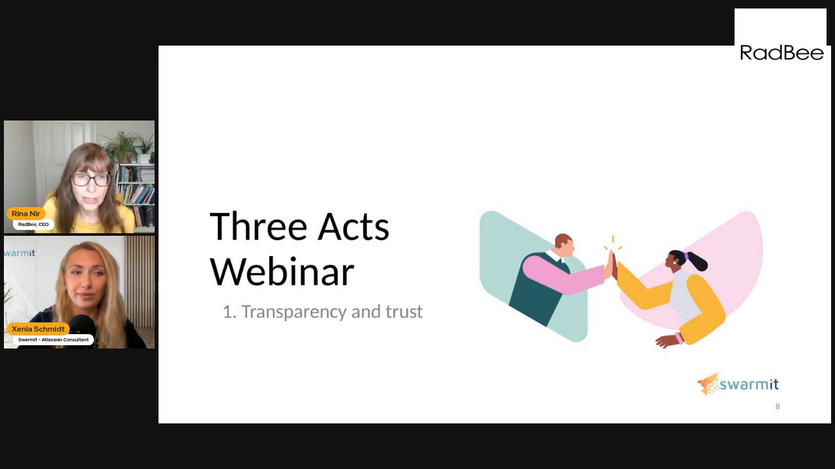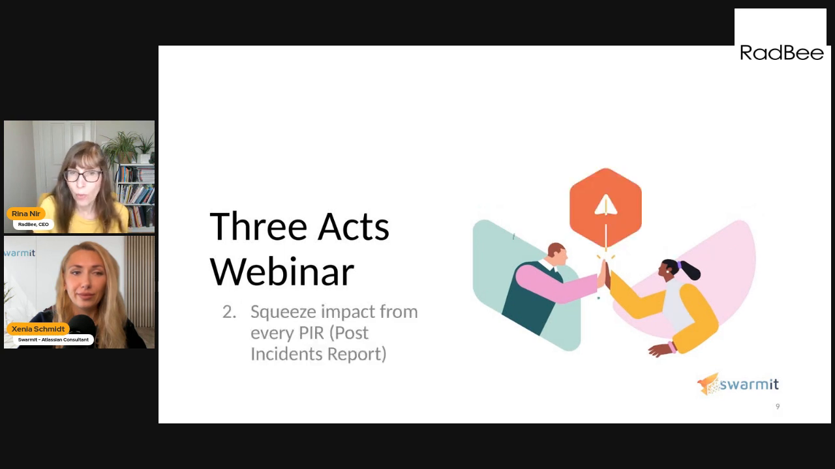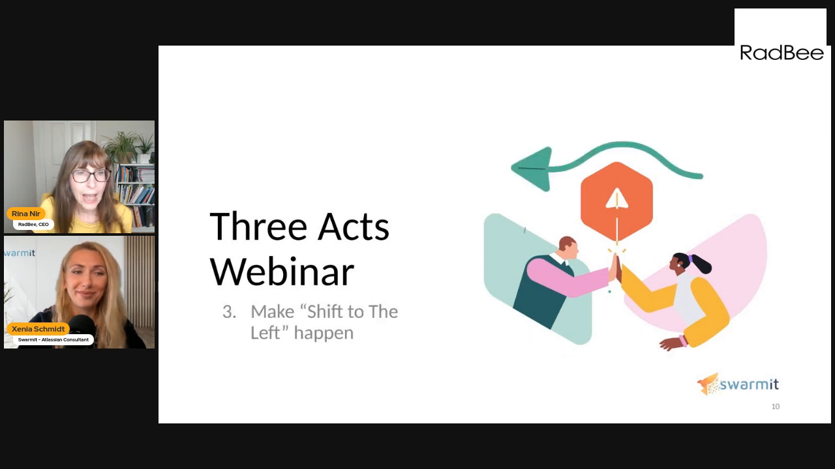So the first part is how we promote transparency and trust. The second point will be about post-incident reports and how we make sure that it's not just a buzzword or another task that we have, but something that really drives improvement. And the last point will be shift to the left. What does it mean in service management and how do we make it happen?